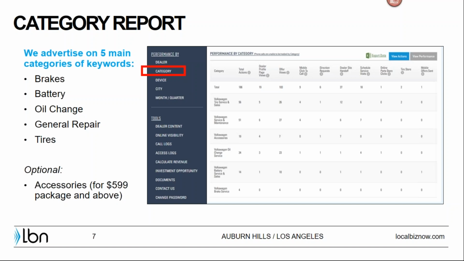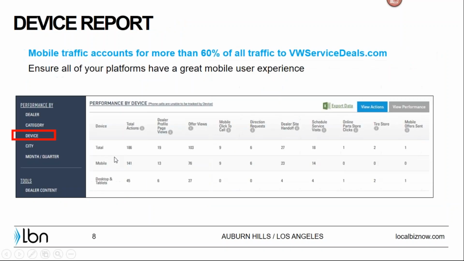If you're enrolled in the $5.99 package or above, you do get the accessories category of keywords as well. So you can see that in the report. You can see the traffic that comes from the extra category too. The device report is a great one just for visibility and understanding how your consumers are looking for you.